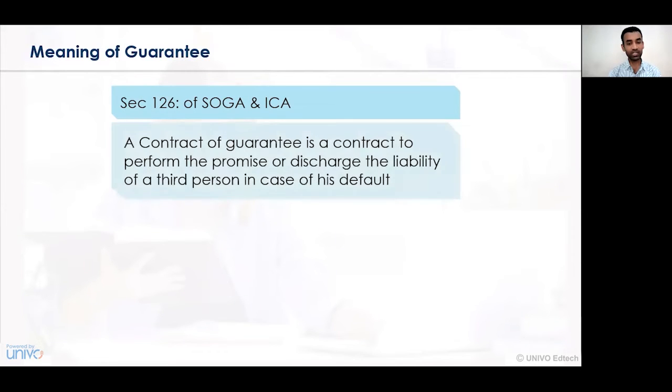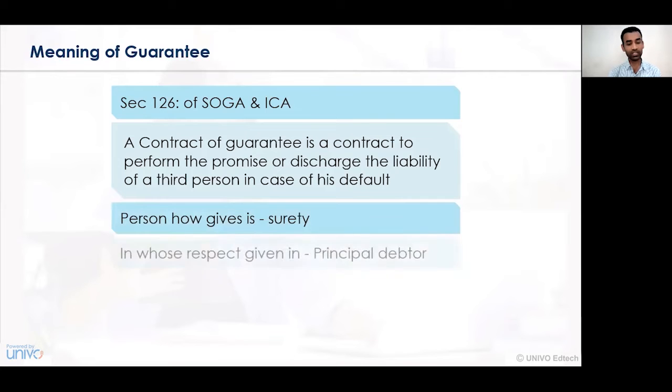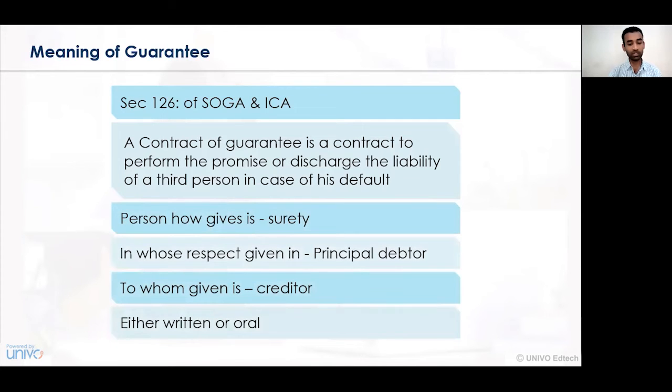Now let's understand what we mean by a guarantee contract. So under section 126 of the Indian Contract Act, the guarantee contract has been defined as a contract to perform the promise or discharge the liability of a third person in case of his default. So here in this case, there are three parties in a particular contract.